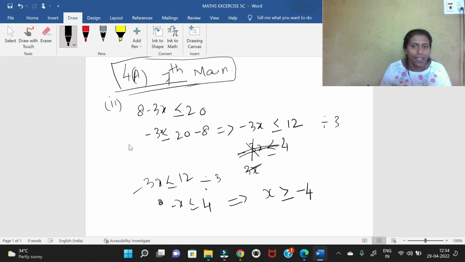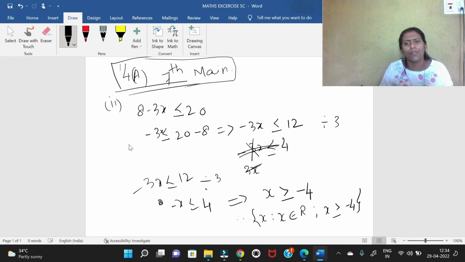Am I correct? It is x greater than or equal to minus 4. And therefore, as I said, for real numbers, mentioning is tough. X belongs to a real number and x is greater than or equal to minus 4.